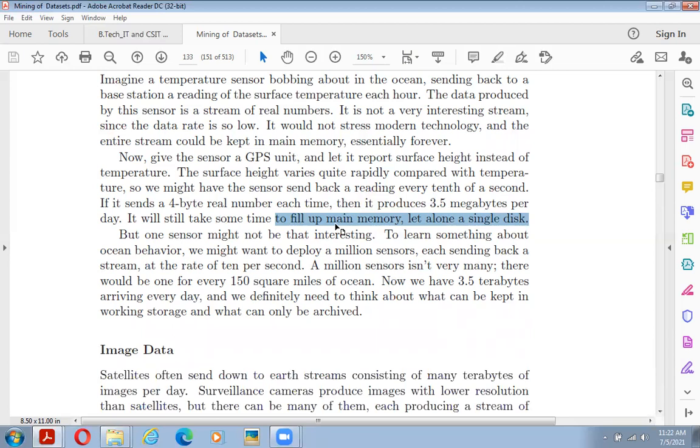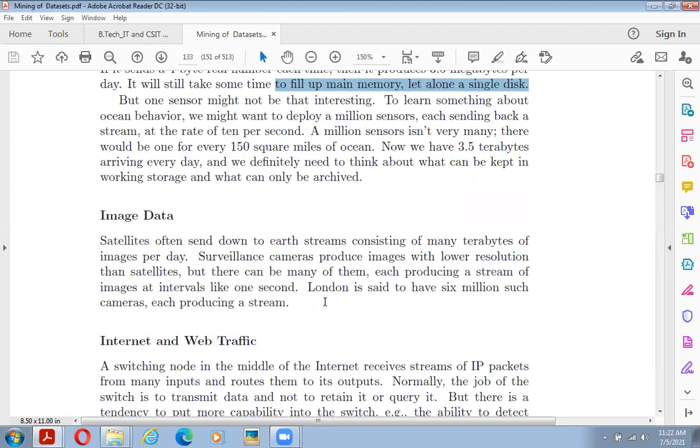Each sends a stream at the rate of ten per second. A million sensors is not very many; there would be about 150 million square kilometers of ocean. So this 3.5 terabyte of data, running every day, means we need to think carefully about what can be stored and what can only be achieved. This is how stream data processing needs to be taken care of, because such a high volume of data is coming at such a high velocity that one should think about which mechanism to use to process the data.